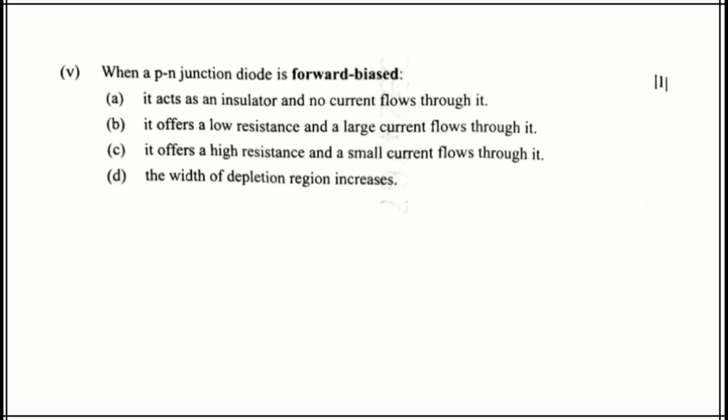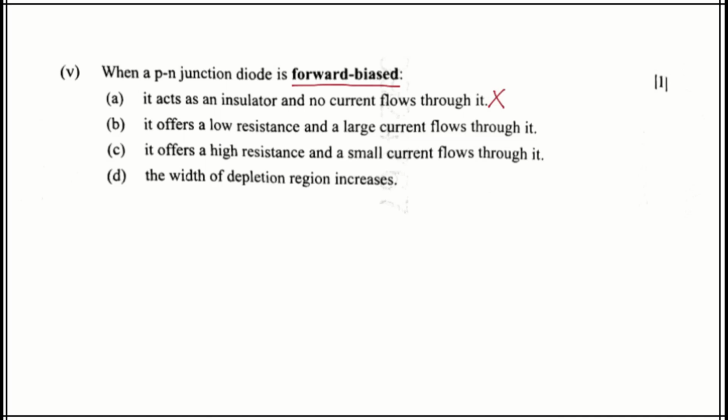Next question. Question number 5. When a PN junction diode is forward biased, the options are: it acts as an insulator and no current flows through it. It is a wrong option. For forward bias, we know that PN junction behaves as an on switch. That means in forward bias, PN junction almost carries all the current. So option A, it does not behave like an insulator, is not a correct answer.